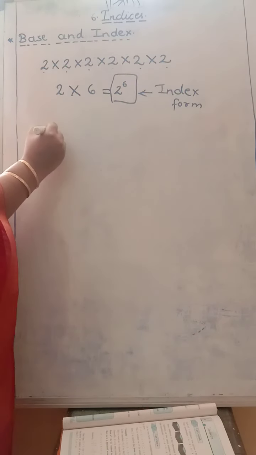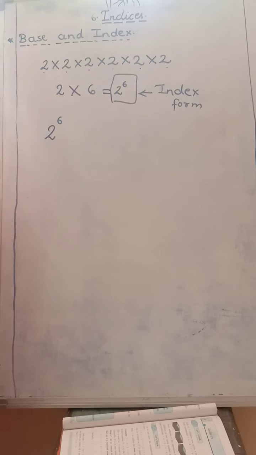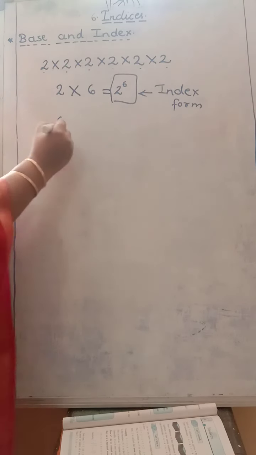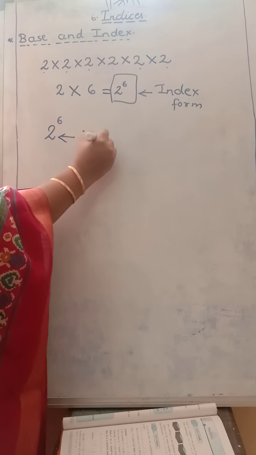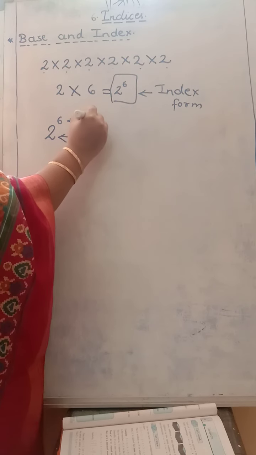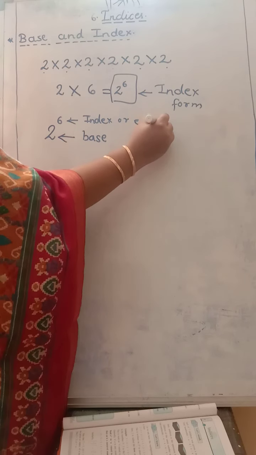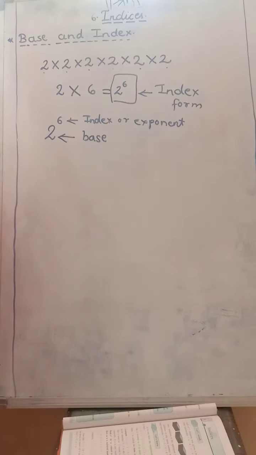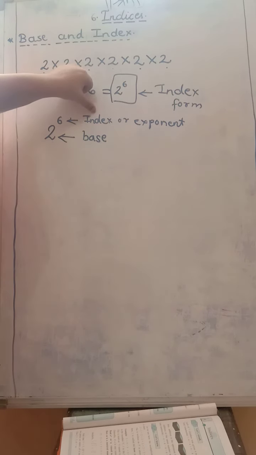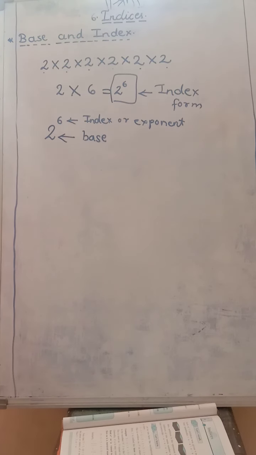Okay, so I am writing it again. That is, 2 is called as a base, and 6 is called as a index or exponent. Did you understand? This is the index form, but in this, whatever number is at down side, it is called as a base, and the number at the upper side is called as a index or exponent. Did you understand?